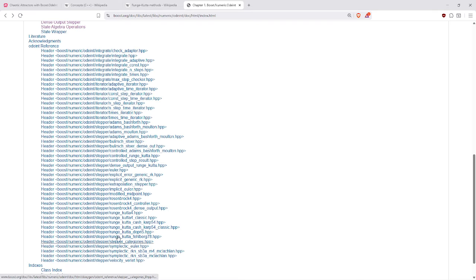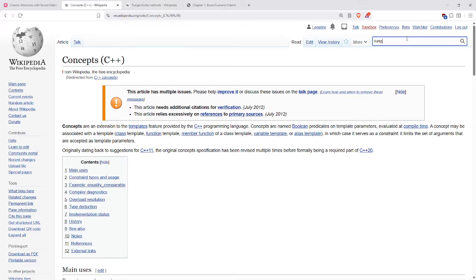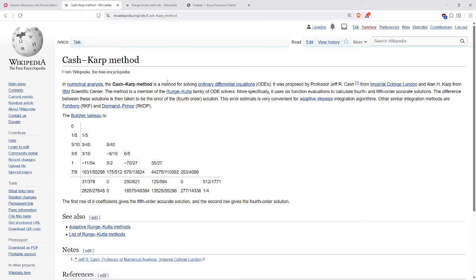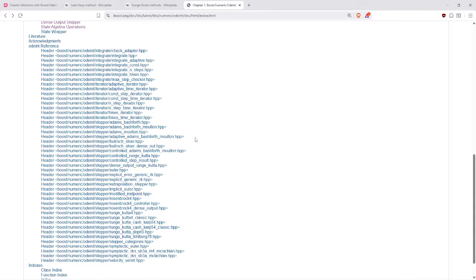You can see that they basically got the different algorithms and adapters, each on their own headers. And in some of these things, like Runge-Kutta Cash-Karp 54, you may say that's kind of a weird name. If we go over here, Runge-Kutta Cash-Karp. The Cash-Karp method is a method for solving ordinary differential equations, a member of the Runge-Kutta family of ODE solvers.